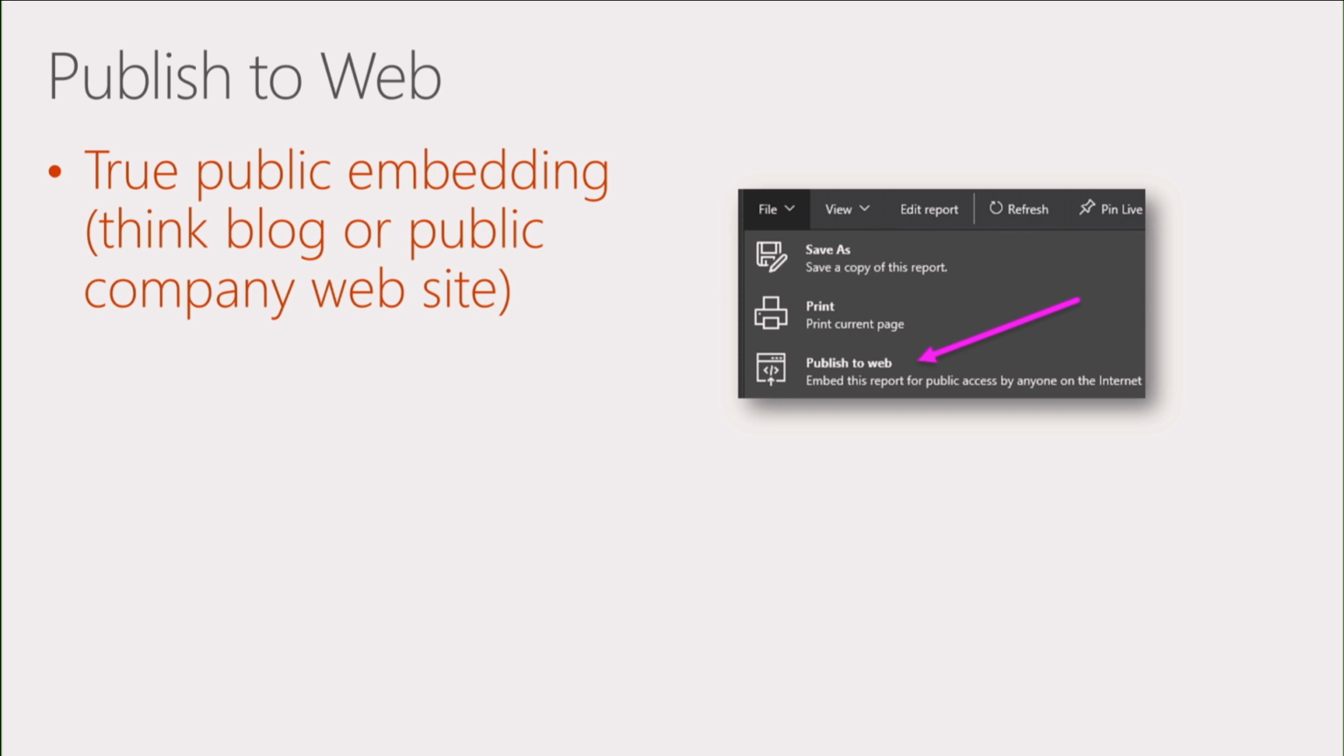Corporate sustainability reports, financial earnings, all of these are examples of where public data might be useful for your own organization. And so with Power BI, you can create a report, and then right inside your Power BI environment, you can go and click Publish to Web, and that'll give you an embed code that you can use right on your blog or website.